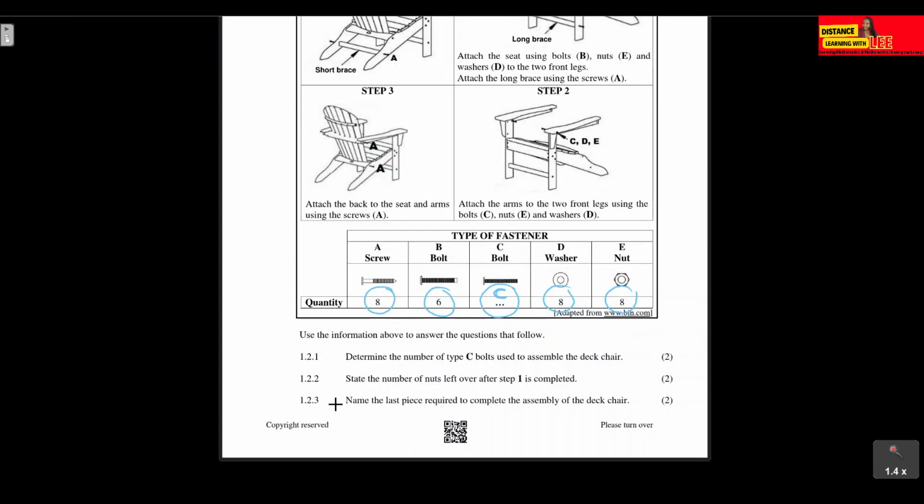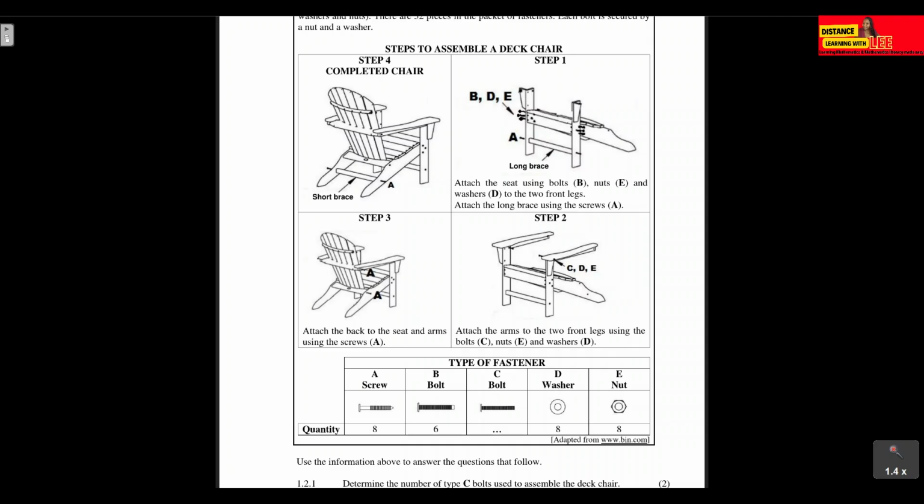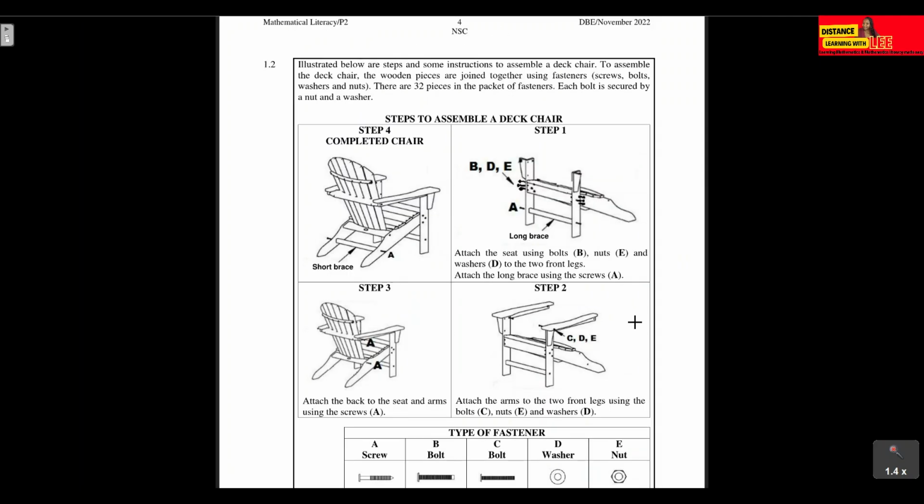Question 1.2.2: state the number of nuts left over after step 1 is completed. How can we determine the number of nuts that were left over after step 1 was completed? In step 1, we can already see that we made use of bolts and we made use of washers. Washers are indicated by the D.